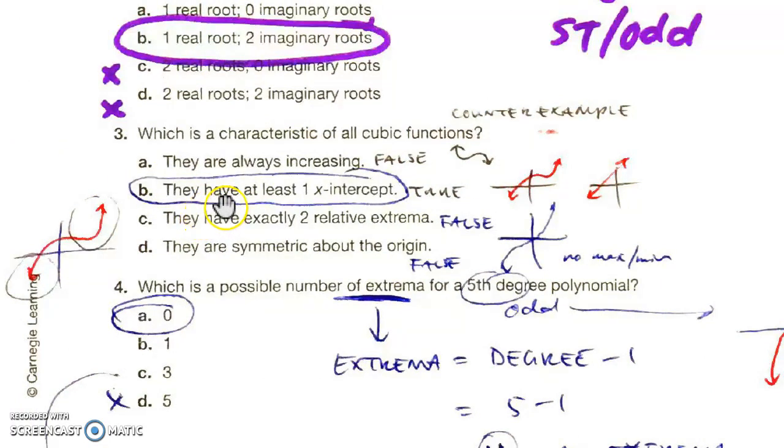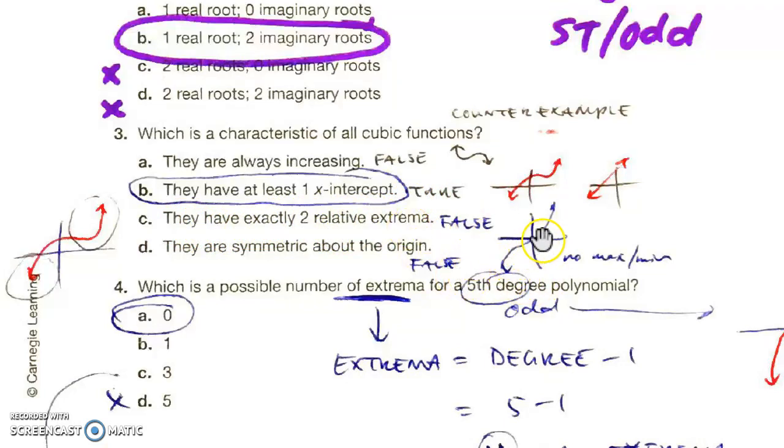B, they have at least one x-intercept, and I put true because a cubic function is an odd degree polynomial, and so is linear. And linear must go through the x-axis, so that means that all odd degrees must go through the x-axis at least once. So that means one x-intercept. That's true. C, they have exactly 2 relative extremas, and my answer is false.